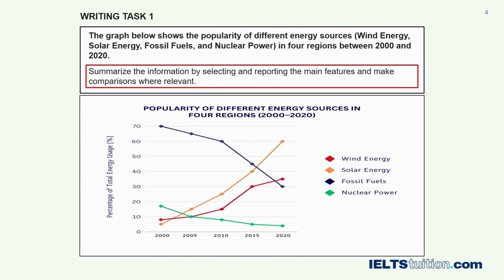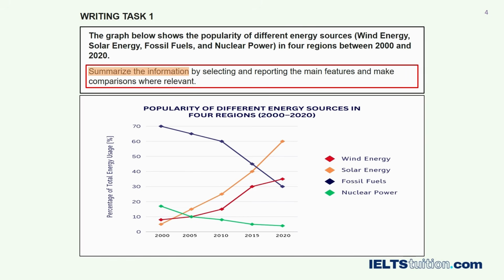First, we need to summarize the information. Remember, this is purely about transferring information from the graphic to text without adding personal opinions or speculative comments. Your job is to analyze and present the data using precise academic language.